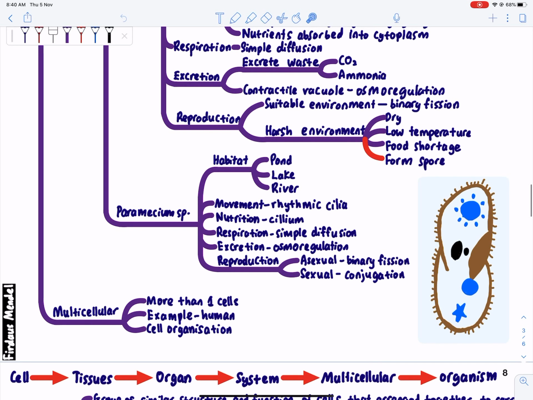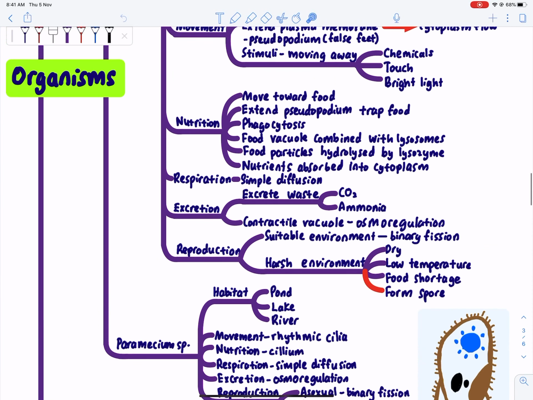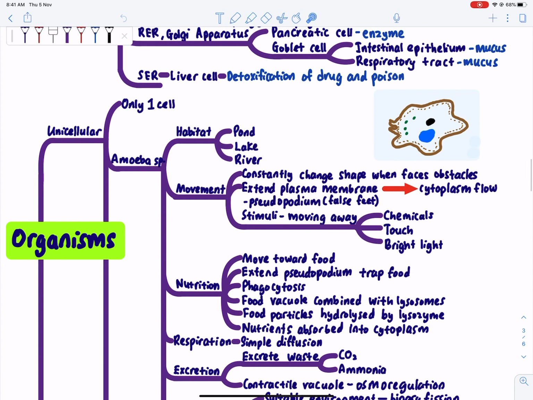For the multicellular organism, they have more than one cell, maybe two, maybe three, or maybe millions of cells that build up the system, build up that particular organism. For the unicellular organism, of course, here we have only one cell.